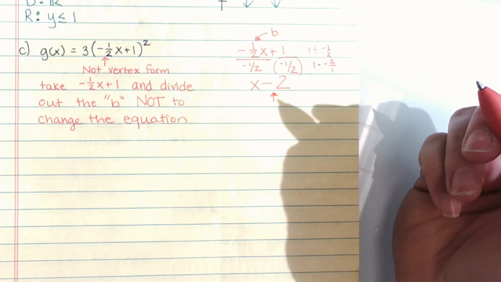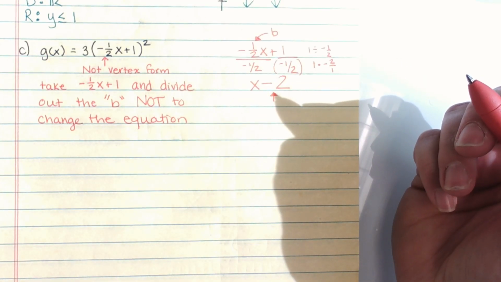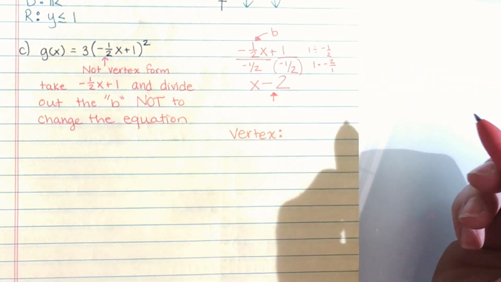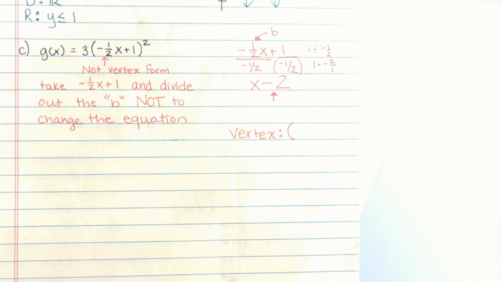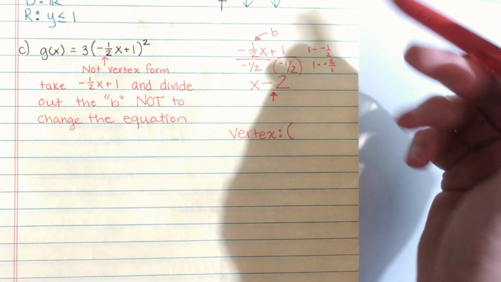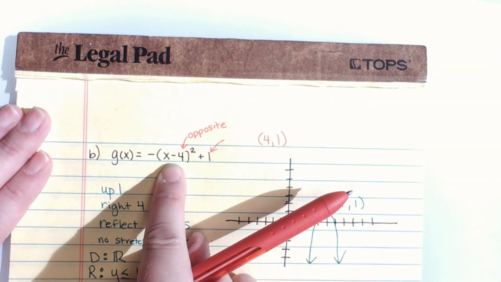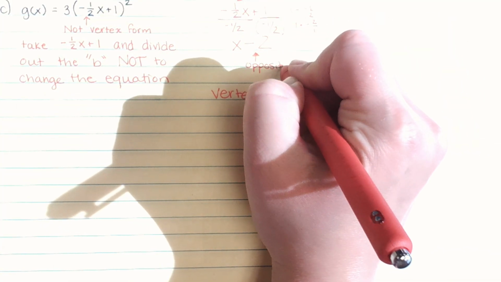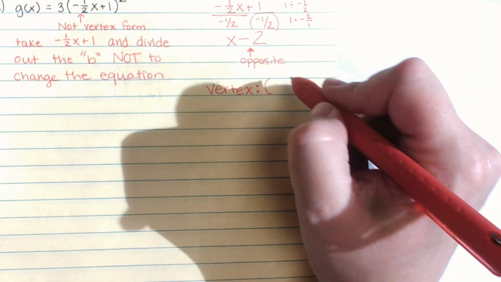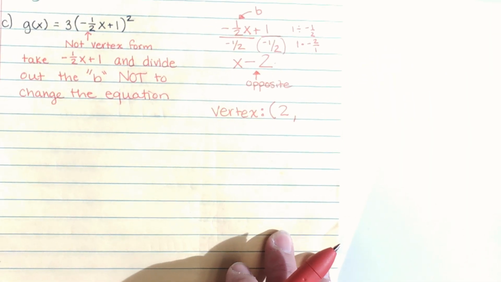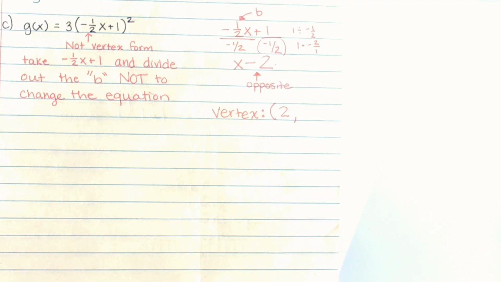This now becomes the h that we're subtracting, which means our vertex of this graph will pull its x value from this. Now, just like we did on the previous ones, when you're looking at that, you don't look at that number directly, you look at its opposite. Not reciprocal, opposite. What's the opposite of negative 2? 2. Once you have the vertex, you can graph from there.